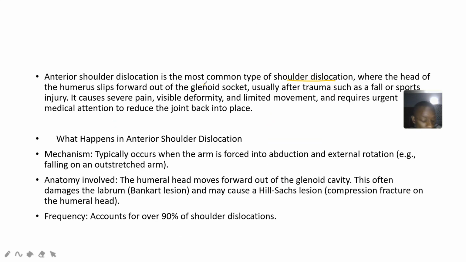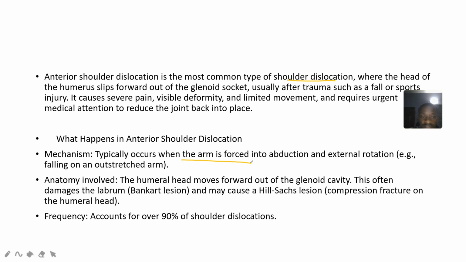So usually it occurs after trauma or sports. You understand? All those contact sports and all of that. And there's a whole lot of symptoms accompanying it, which we get to look at. So what happens in this anterior shoulder dislocation? It typically occurs when the arm is forced into abduction and external rotation. Okay, like when you fall on an outstretched hand and the rest of it.